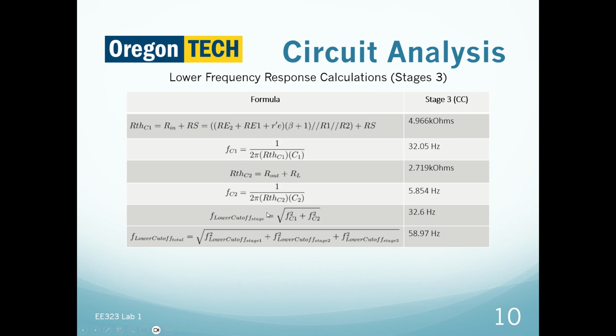Once you have those values, you're going to take the overall result and take the root mean squared one more time, and that'll give you a really accurate result. And I got 58.97 Hertz.